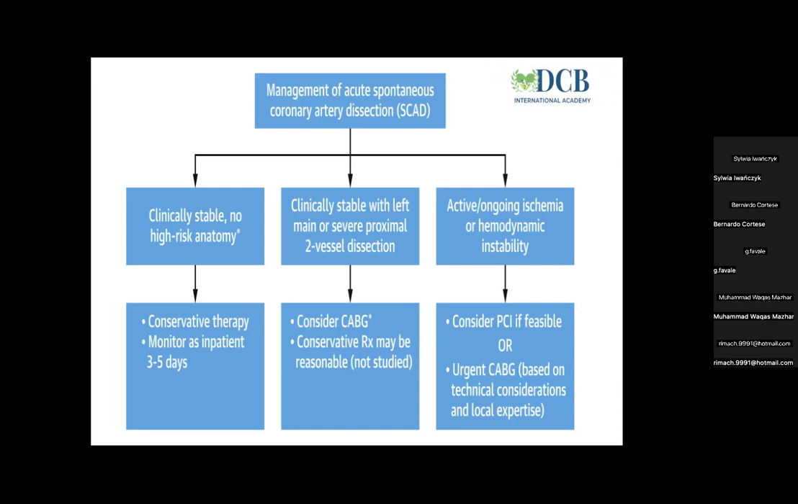If our patient is clinically stable with left main or severe proximal double vessel dissection, we have to consider CABG in this case, or conservative treatment may be a reasonable option. The third one, if we have active ongoing ischemia or hemodynamic instability, we have to consider PCI if feasible, or urgent CABG based on the technical considerations and local expertise.